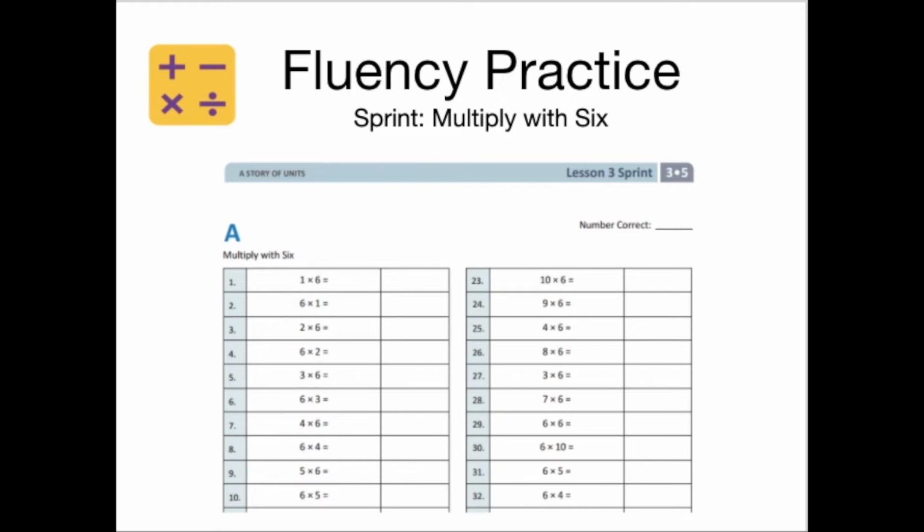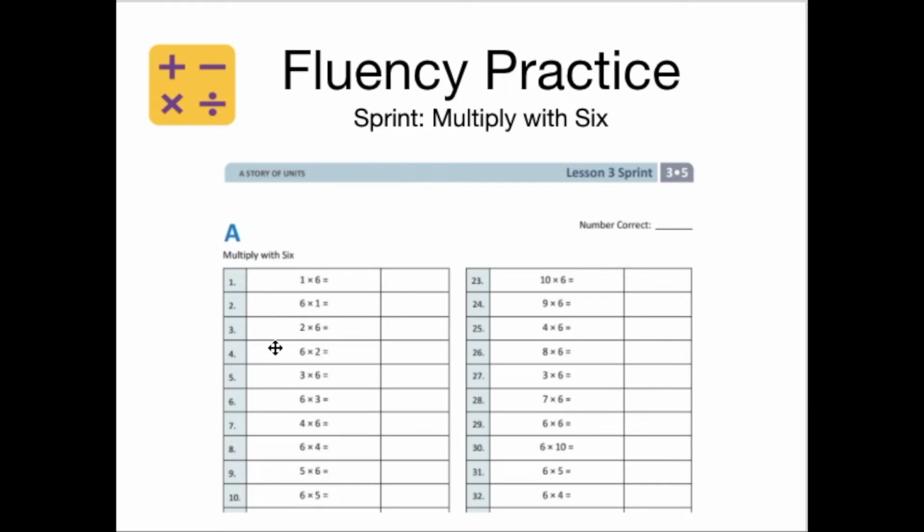1 times 6, 6. 6 times 1, 6. 2 times 6, 12. 6 times 2, 12. 3 times 6, 18. 6 times 3, 18. 4 times 6, 24. 6 times 4, 24. 5 times 6, 30. 6 times 5, 30.